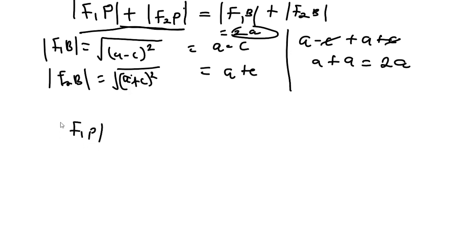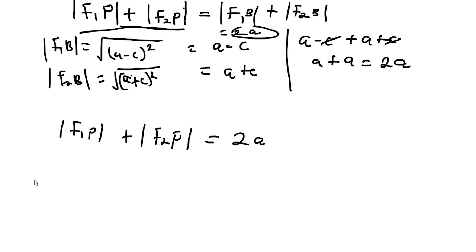Now we know that F1P plus F2P will be equal to the constant 2a. Now, what is the distance between the point F1 and P? What will you get from there? So let's try to do that one too.